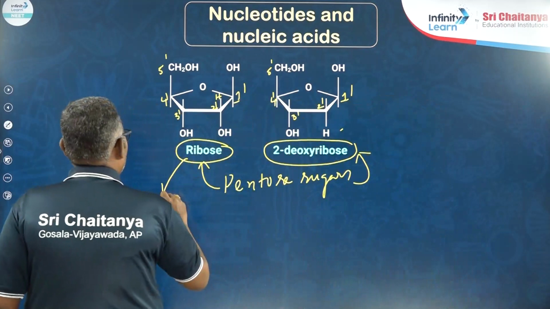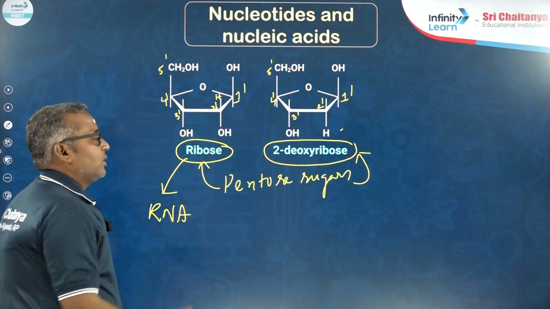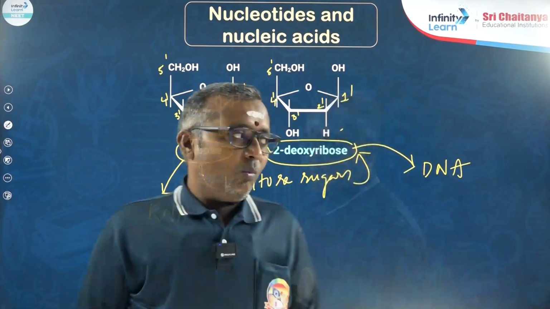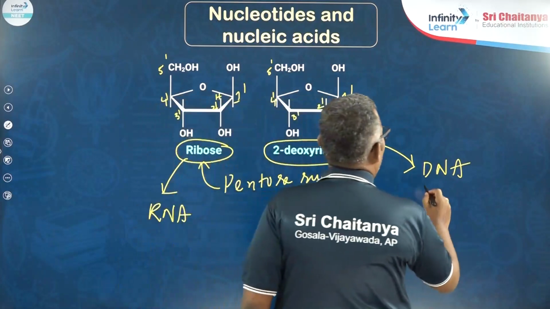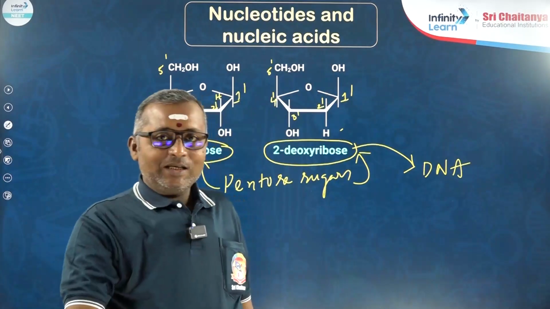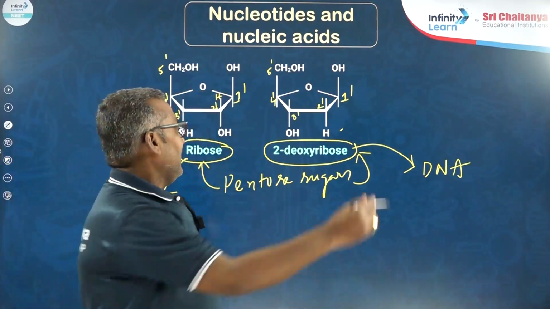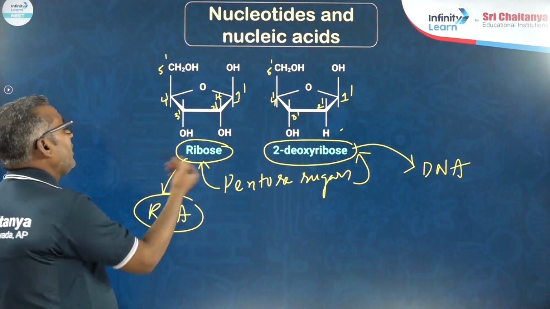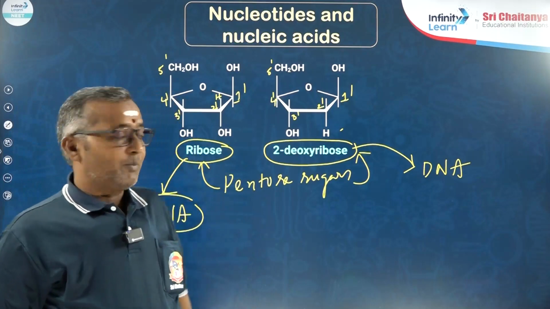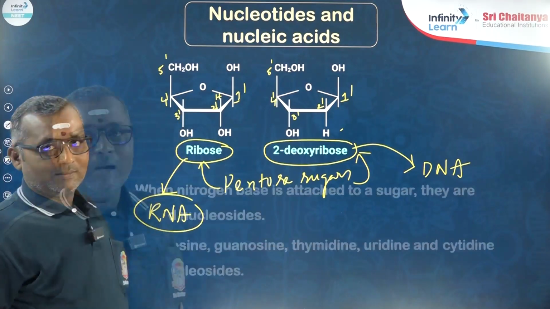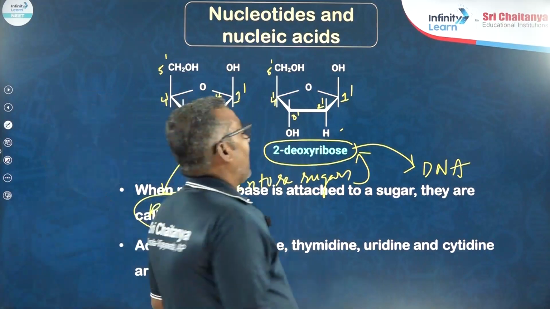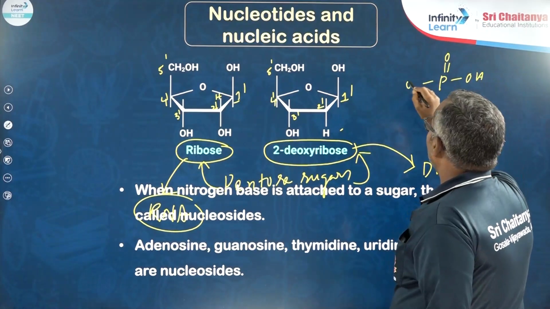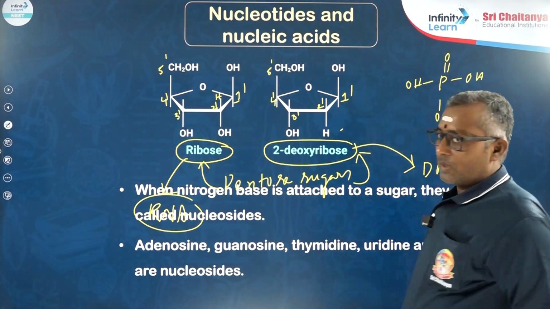Ribose sugar is a component of RNA nucleotides. Deoxyribose sugar is a component of DNA nucleotides. What is DNA? Deoxyribonucleic acid. This nucleic acid is called deoxyribonucleic acid as it has deoxyribose sugar in its structure. Whereas RNA is ribonucleic acid, because it has ribose sugar in its structure. And another most important thing, phosphoric acid or phosphate is also present in nucleotides.